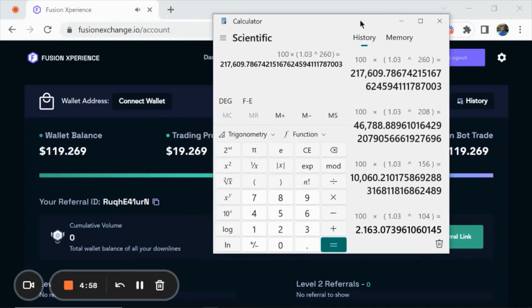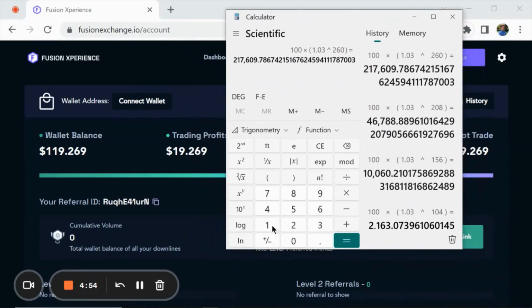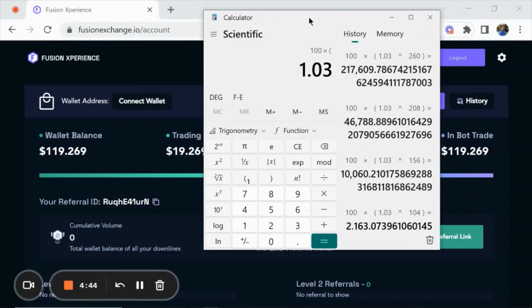Okay, so let's continue on with this example. We're going ahead and calculate this out. $100 multiplied by 0.03 at 3% interest, 1.03 to the power of 312 weeks in 6 years, and that's compounding 312 times over a 6-year period.